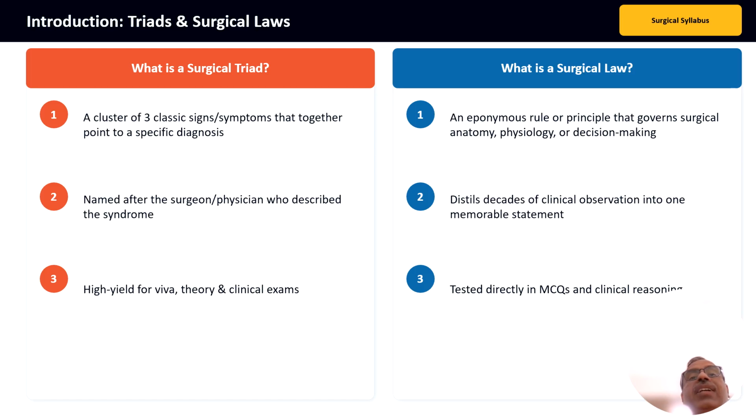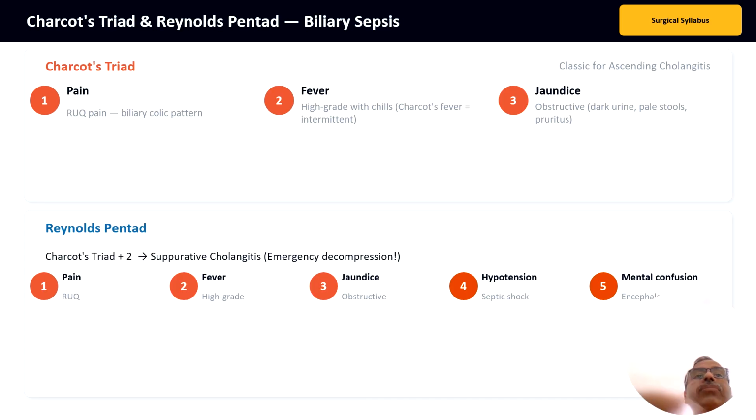specifically in a lot of surgical examinations. Now, the first triad we would be discussing is one of the commonest ones, and that is Charcot's triad and Reynolds pentad. Now, what exactly is Charcot's triad?